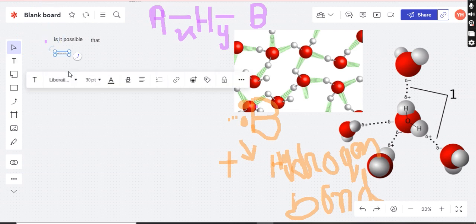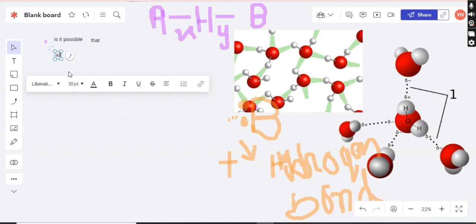So option A is that bond energy of X is greater than bond energy of Y. Let me give some space here. I'm only writing the short form once, so that you can have an idea what the short form means. So bond energy of X is greater than bond energy of Y. That's true.